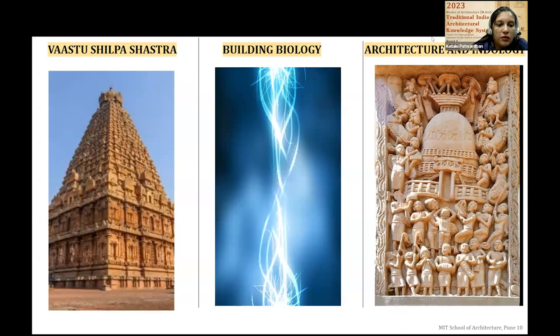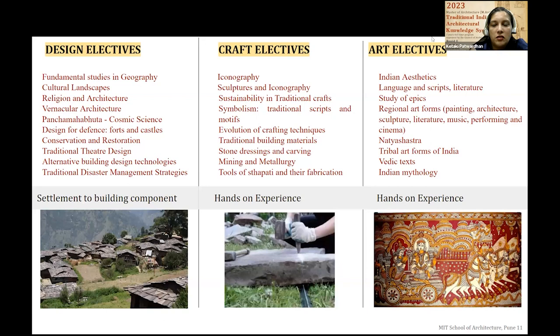So as I briefly mentioned, these are the main 3 thrust areas of the program: Vastu Shilpa Shastra, Building Biology, and Architecture and Indology. We are completely getting the authentic and scientific learnings of all these 3 streams into our curriculum. And along with this, there are design electives, craft electives, and art electives, in which we are trying to touch upon various allied domains which are related to TIAKS, or Traditional Indian Architectural Knowledge Systems. So for example, we have cultural landscape or religion and architecture, Panchabhuta and the relation of it to the cosmic science. We have theater design or traditional disaster management strategies.